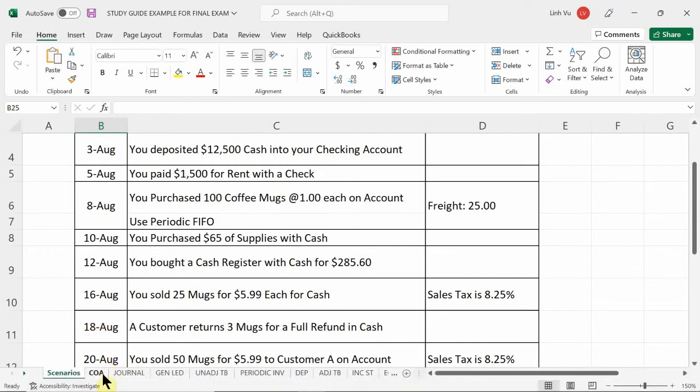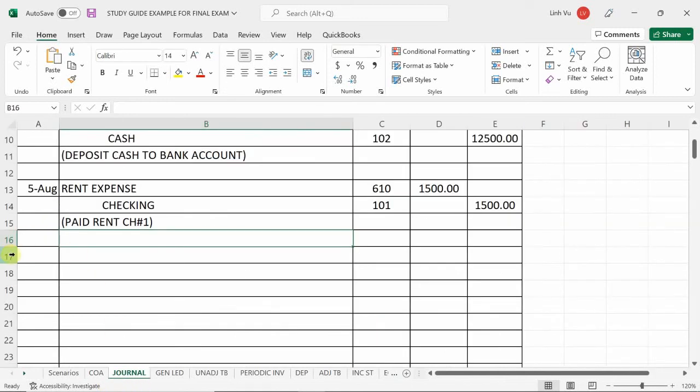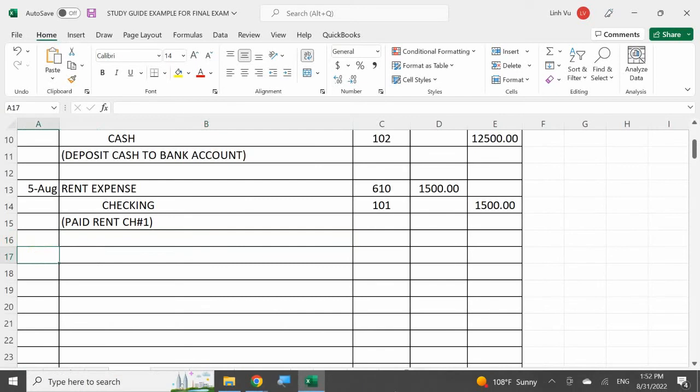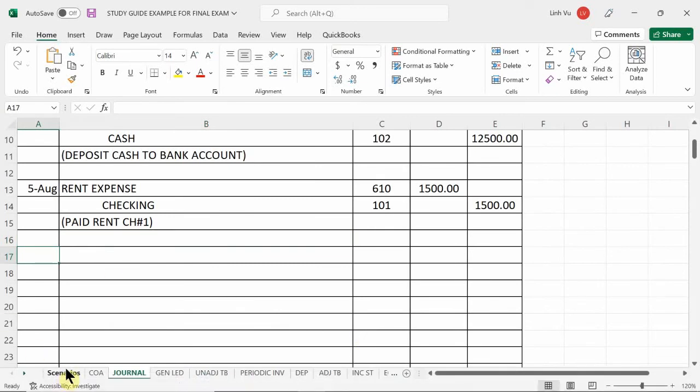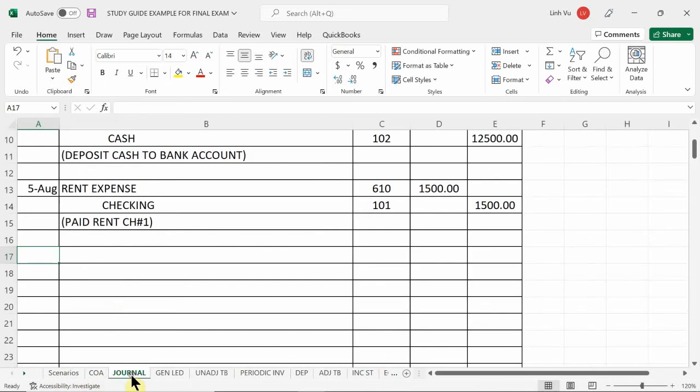Okay, so we're going to put it on accounts payable, which is account number 201. So 605, 601, and 201. Okay. And are we on the 8th now? Yeah, the 8th. Okay.